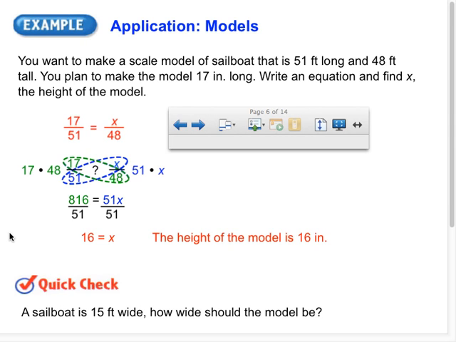Do you have a factor that goes from 48 to 51? No, I did 17. 17 goes into 51 how many times? 3. So what times 3 gives me 48? 16. Okay.